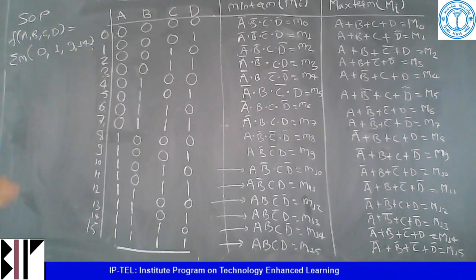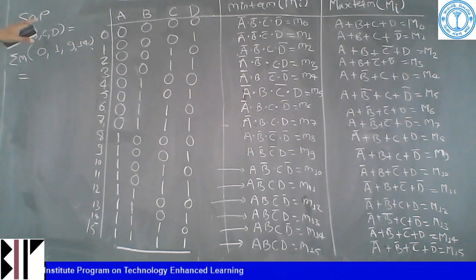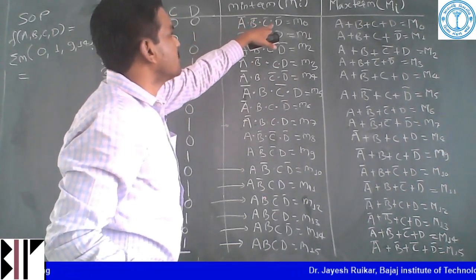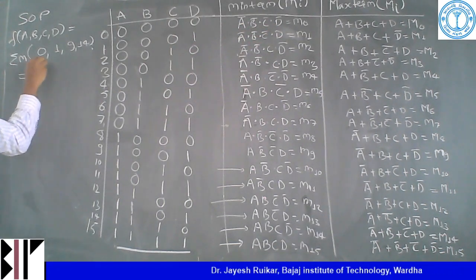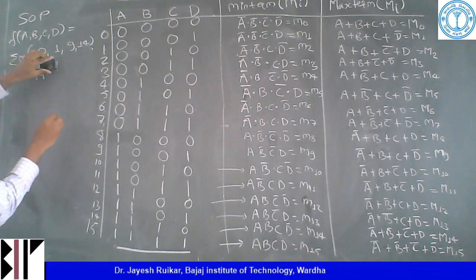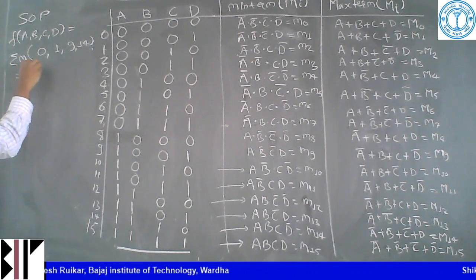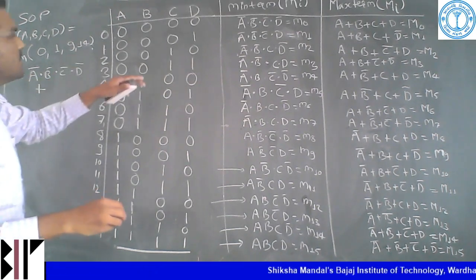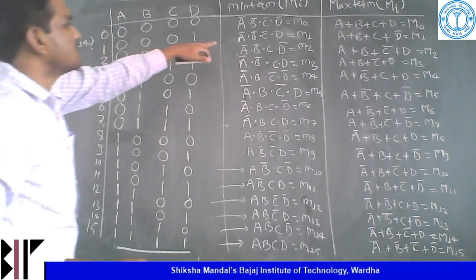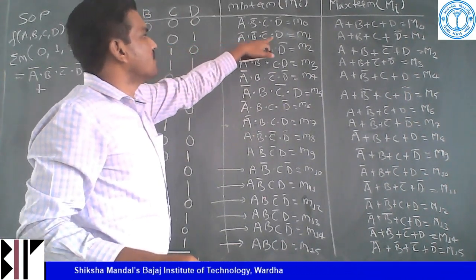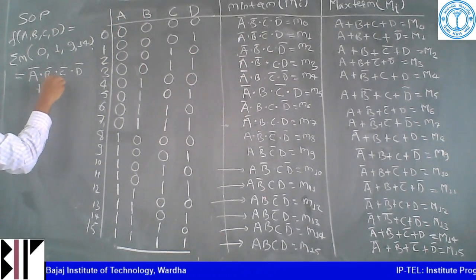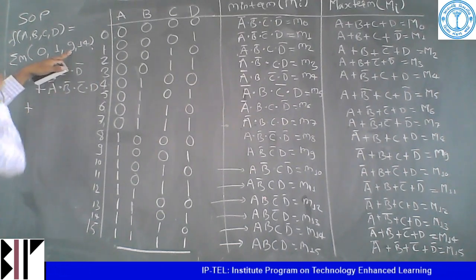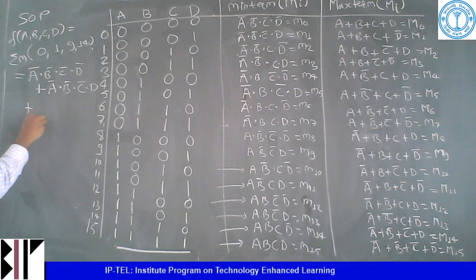To represent this, you have to make it in sum of product form. The 0th term is represented as A bar dot B bar dot C bar dot D bar. So the first term is A bar dot B bar dot C bar dot D bar, plus the second term, which is 1. 1 is represented as A bar dot B bar dot C bar dot D, plus the ninth. 9 is 1 0 0 1.